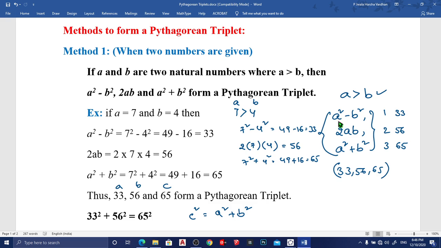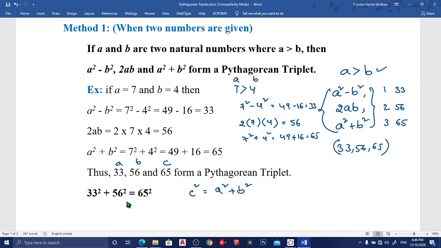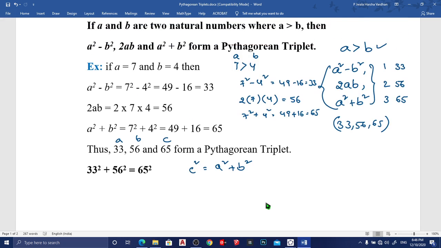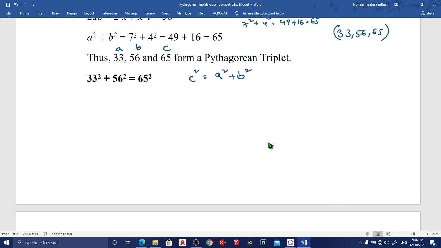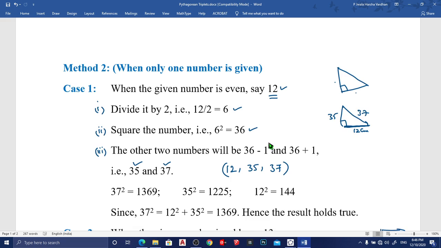Now by applying this, a square minus b square, which is 33, you are getting here 2 into ab, which is 56, a square plus b square, which is 65. So 33, 56 and 65 are the Pythagorean triplet, and these numbers will follow the Pythagorean triplet formula also, which is c square is equal to a square plus b square. So now this is only the formation of the Pythagorean triplet by using the given numbers.